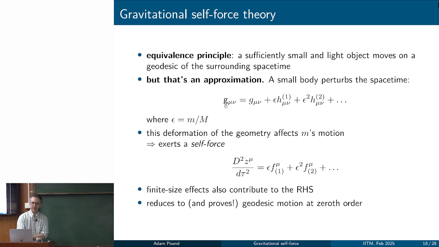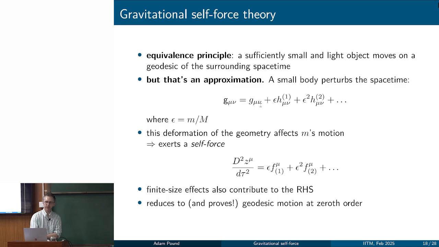The idea is we take the exact metric and approximate it as some external background metric that ignores the presence of the small body, plus corrections due to the small body. Here, epsilon is the small mass ratio, small mass over big mass, in the case of an EMRI. In some other space-time, it would be small mass over whatever external length scale is around. So we have a correction at first order in the small mass, a correction at second order in the small mass, and so on. I'll explain why I'm specifically stopping at second order as we progress.